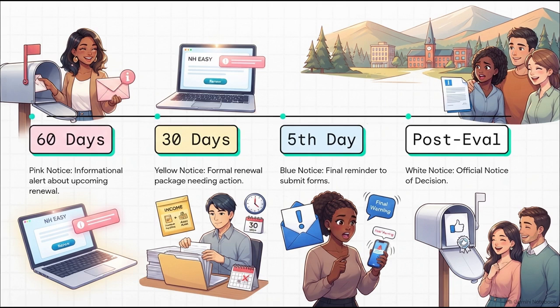Listen, the yellow notice is your formal renewal package asking for updated income and asset proofs. If you ignore that yellow notice and miss the deadline, your coverage will automatically terminate. No exceptions. After that, a blue notice is a final warning, and the white notice gives you the ultimate decision.